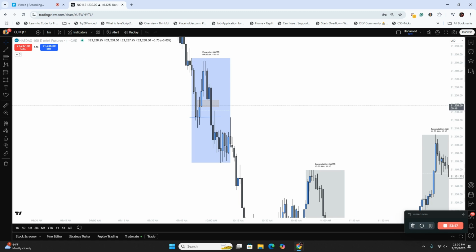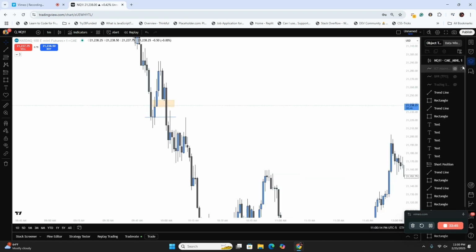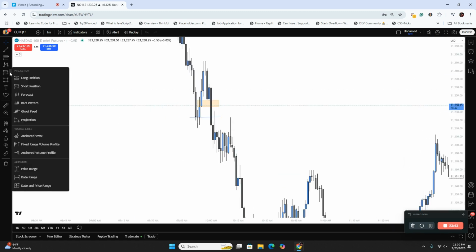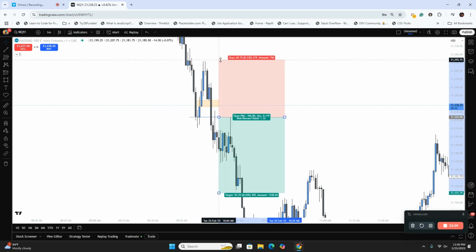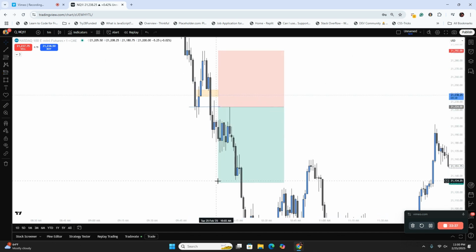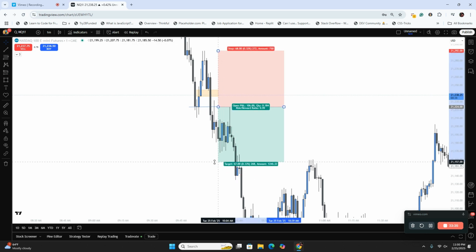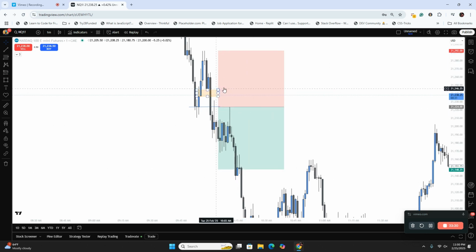Okay, let's get rid of the ICT macro signal real quick. Let's frame this trade for at least a 1-to-1. Okay, and there, your 1-to-1 offered you 75 points.